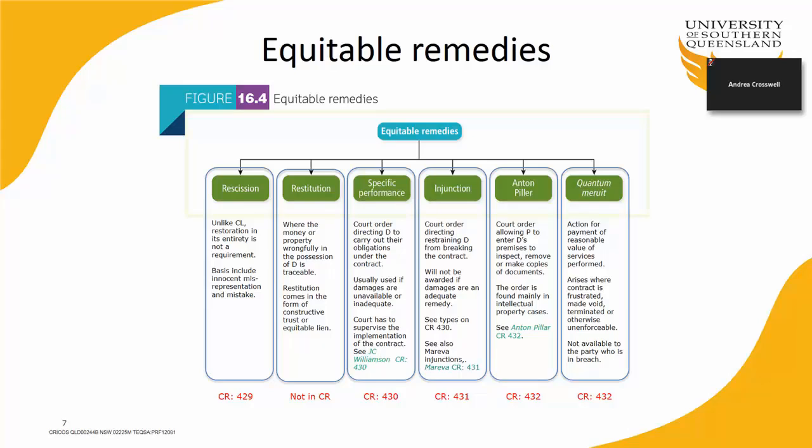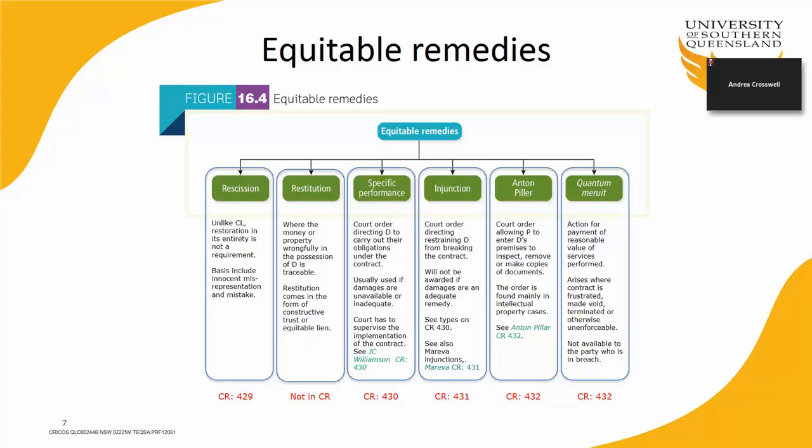Anyway, quantum meruit. Action for payment of reasonable value of services performed. That's what we were just talking about. So this arises where the contract is frustrated. So I think that was the question you asked last time. Or made void, or terminated, or otherwise unenforceable. Okay? It was Fibrosa, wasn't it? We'll see. Not available to the party who is in breach.